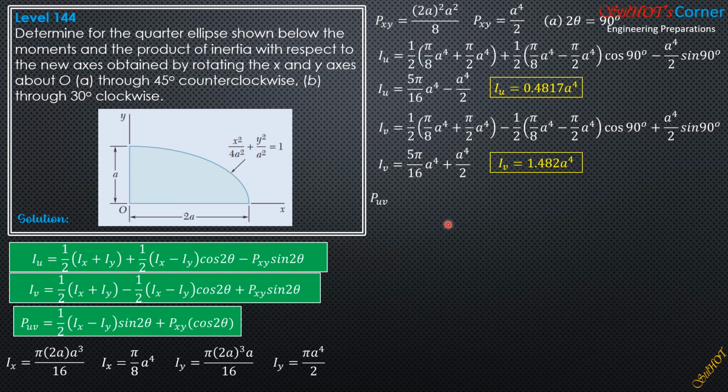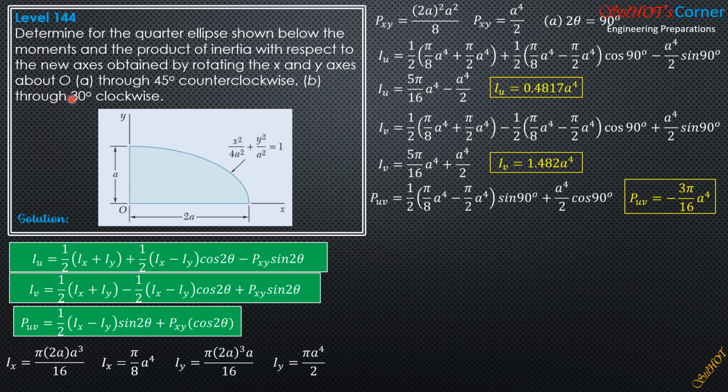Then P sub uv is 1/2 of (Ix π/8 A to the 4th − Iy π/2 A to the 4th) sine of 2θ plus A to the 4th over 2 cosine of 2θ, or cosine of 90. Cosine 90 is 0, so sine is 1. So it is just π/8 minus π/2. That's negative 3/8 over 2, so negative 3/16 π A to the 4th.